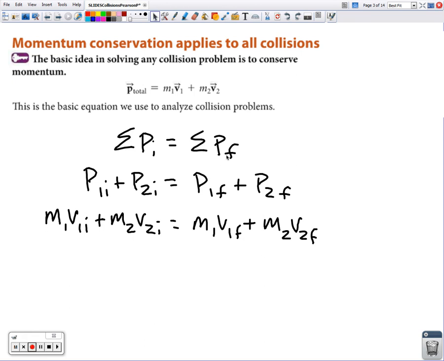So yesterday we said that the basic idea of solving any collision problem is to conserve momentum. And these three equations all illustrate conservation of momentum, increasing in more detail as we move down further. We will look at these and use these today when we start numerically analyzing these collisions.